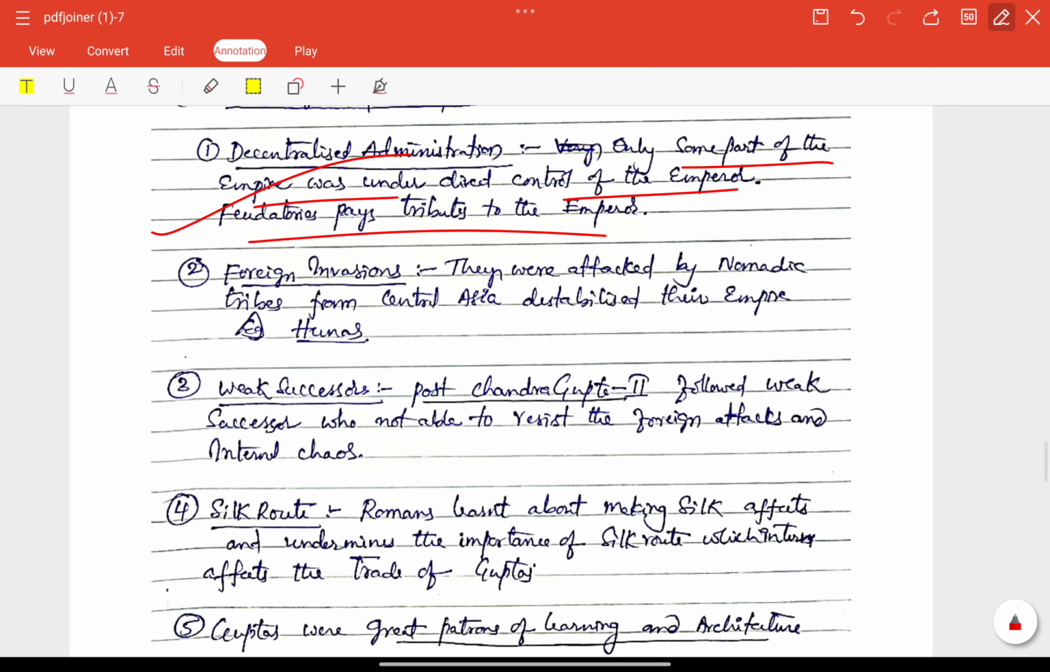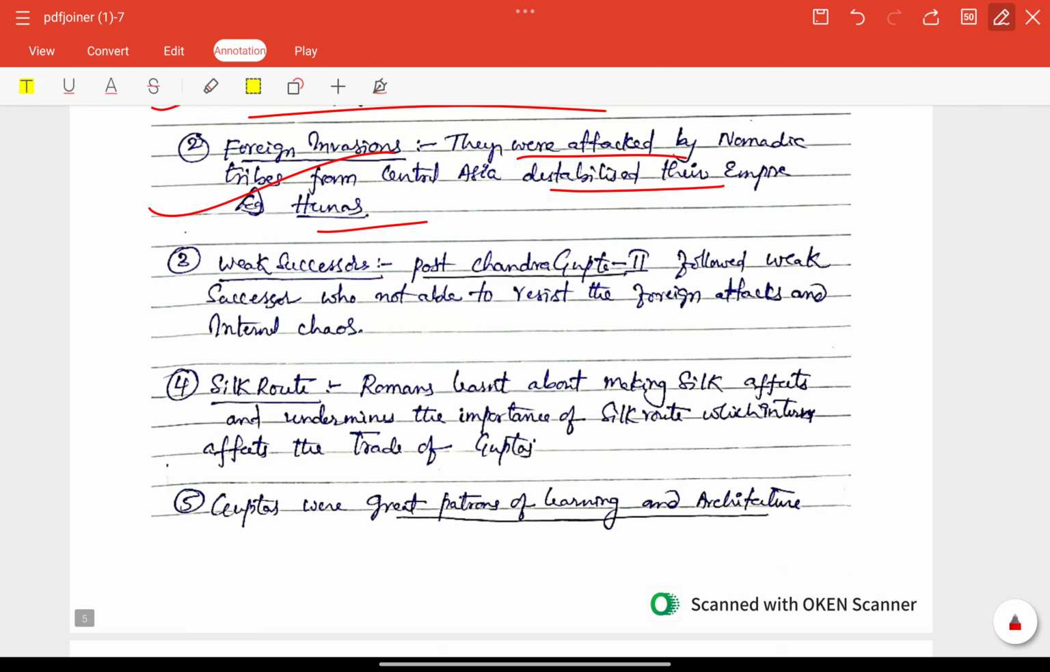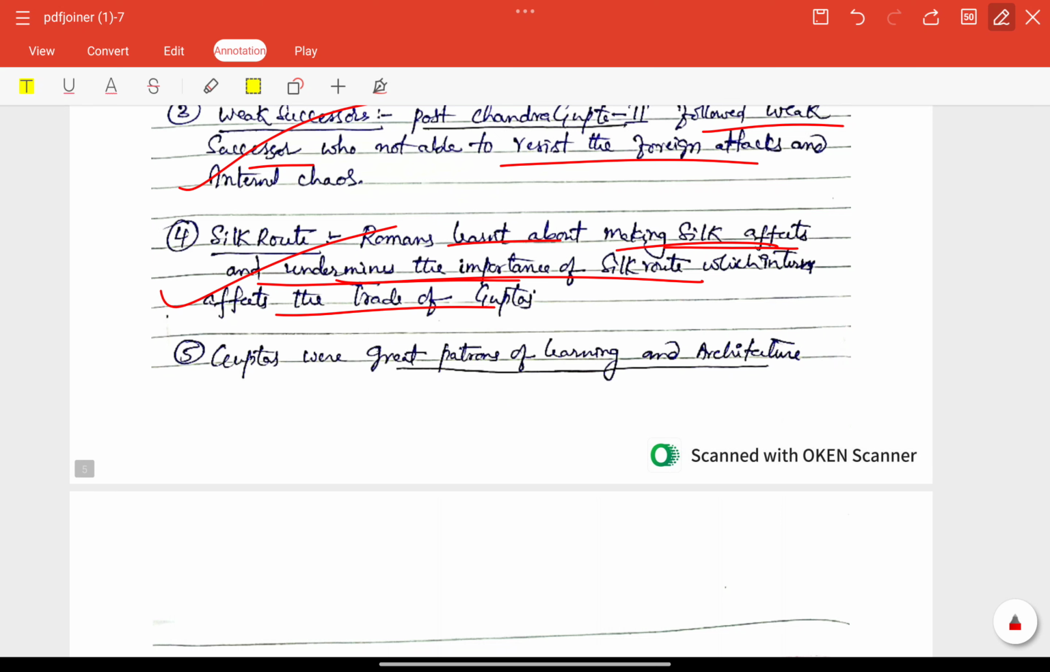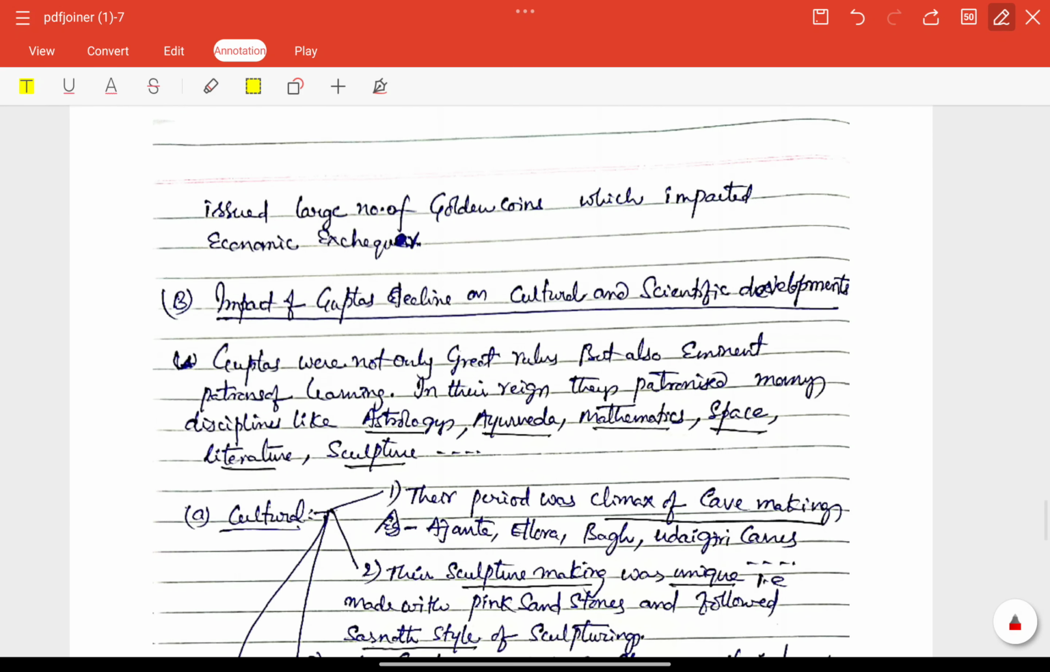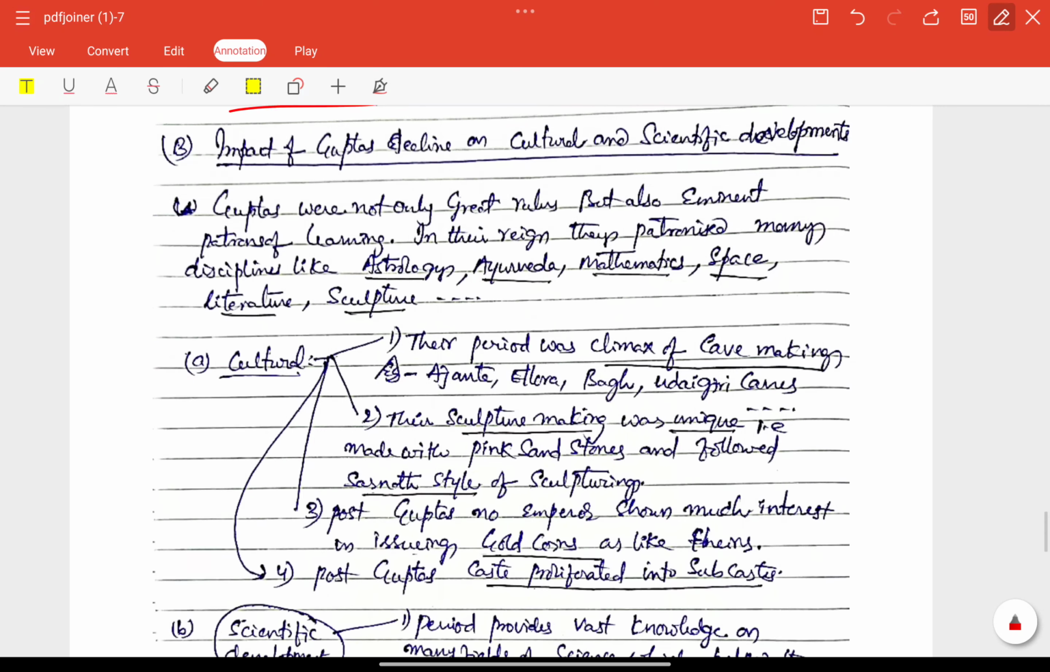Here decentralized administration is very important, because only some part of the empire was under the direct control of the emperor. Very good. Foreign invasions also, the Hunas, very important. Next, weak successors: post Chandragupta II followed weak successors. The silk route is also a very important thing, as included by Vidyasagar here. Romans learned about making silk, which undermines the importance of the silk route. Very good. Guptas were great patrons of learning and architecture, which is also very important. They issued a large number of golden coins, which impacted the economic exchequer also.